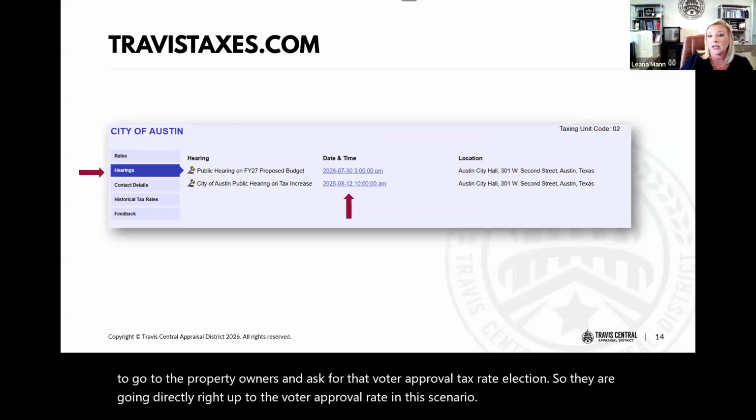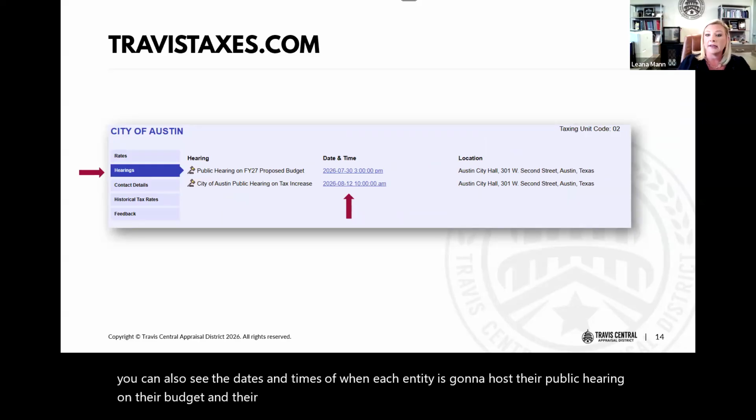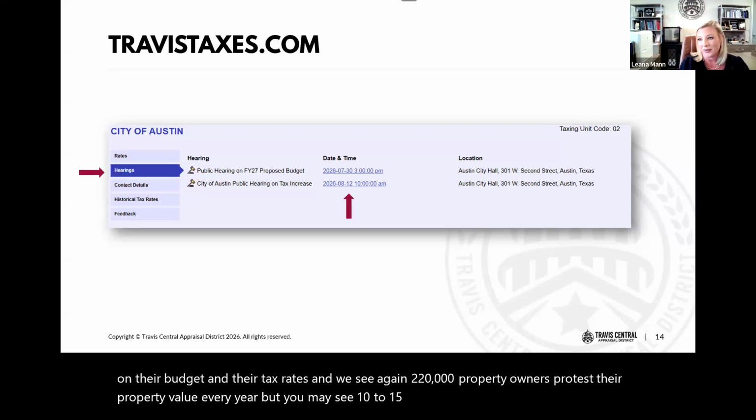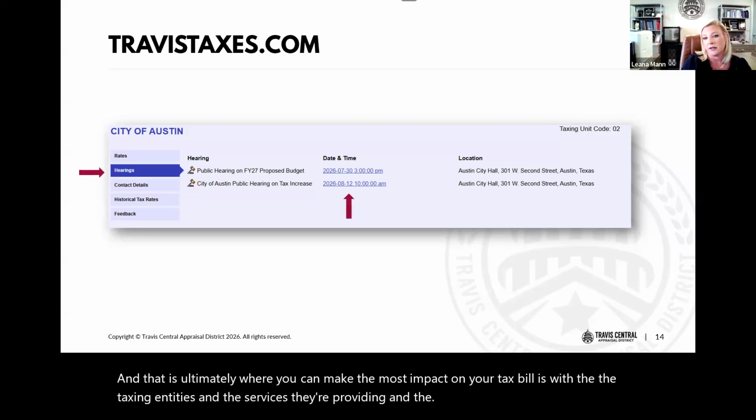You can also see the dates and times of when each entity is going to host their public hearing on their budget and their tax rates. And we see, again, 220,000 property owners protest their property value every year, but you may see 10 to 15 people at a budget or tax rate hearing. And that is ultimately where you can make the most impact on your tax bill, is with the taxing entities and the services they're providing and the tax rate that's needed to fund those services.